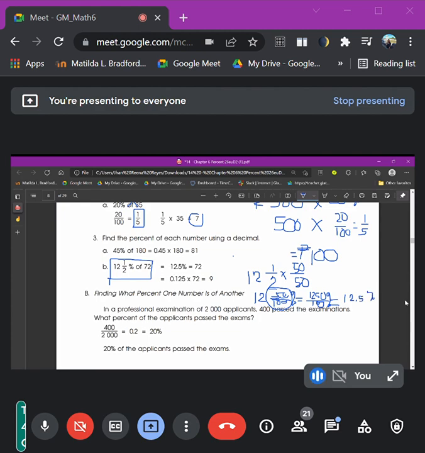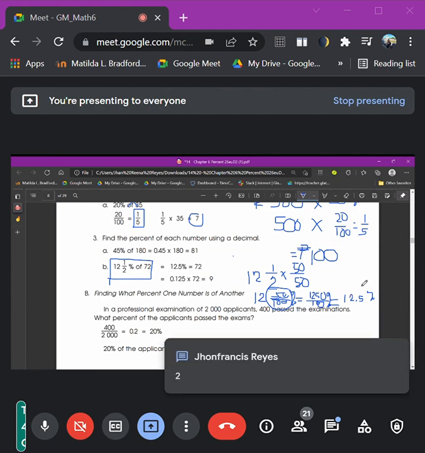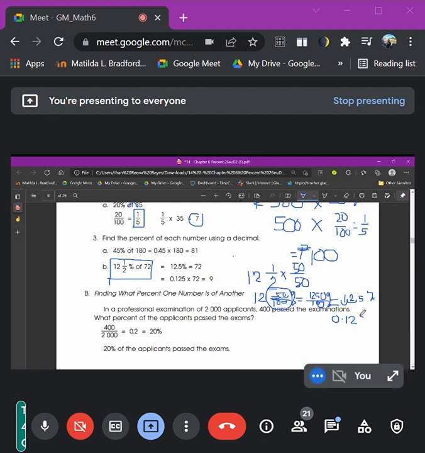And then, to remove the percent sign, you're going to move the decimal point, how many places? 2. 2 to the left, right? So, if we move it 2 to the left, you will have 0.125. And then the percent sign disappears, and it becomes a decimal. So that's why you have 0.125 times 72 is equal to 9.